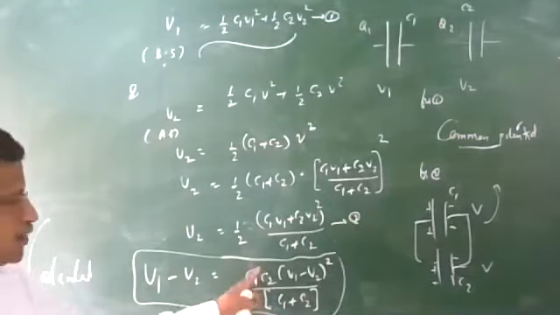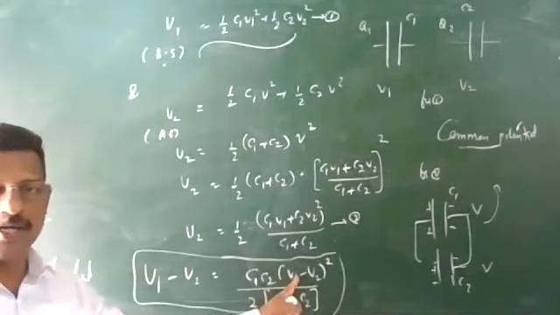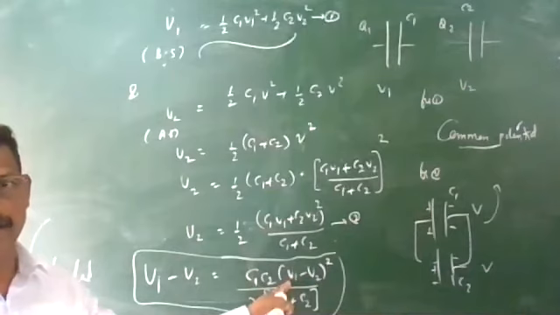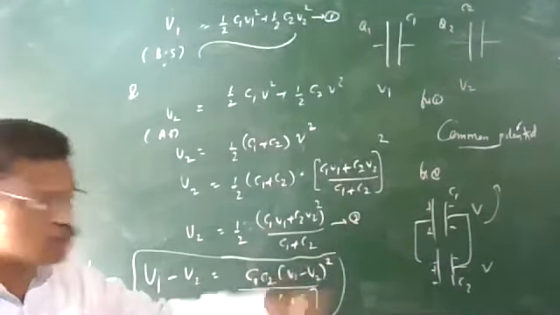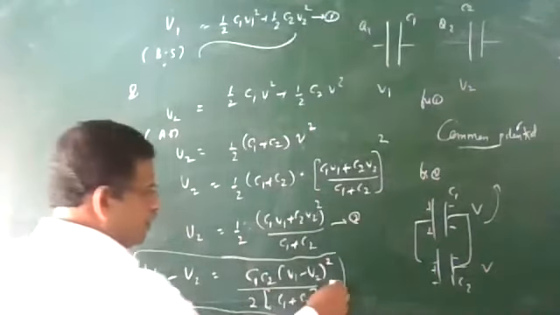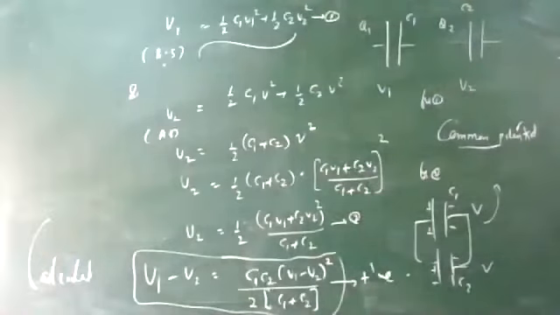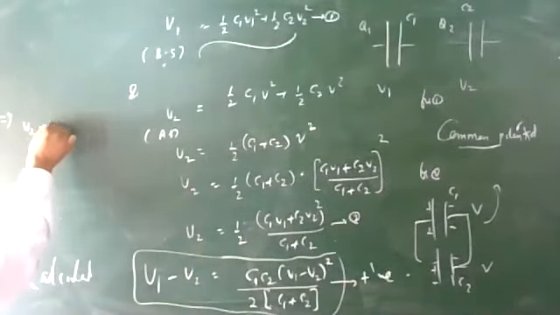So C1 and C2 are positive here. V1 minus V2 can be minus also. If V1 is less than V2, then V1 minus V2 can be negative. But V1 minus V2 whole square is there, so the whole term will be positive. They will always remain positive. U1 minus U2 is positive, that is, U2 is less than U1.